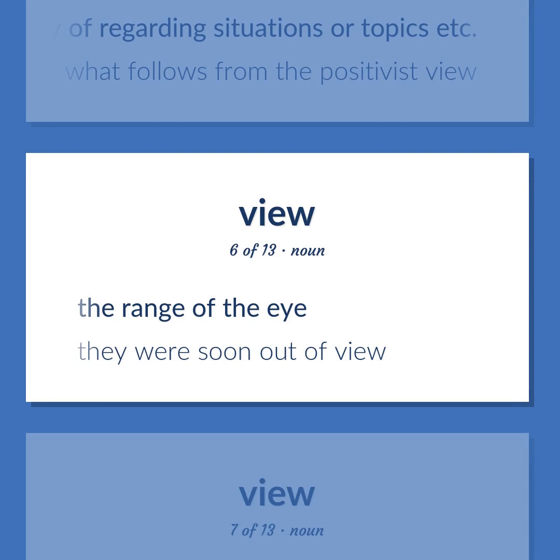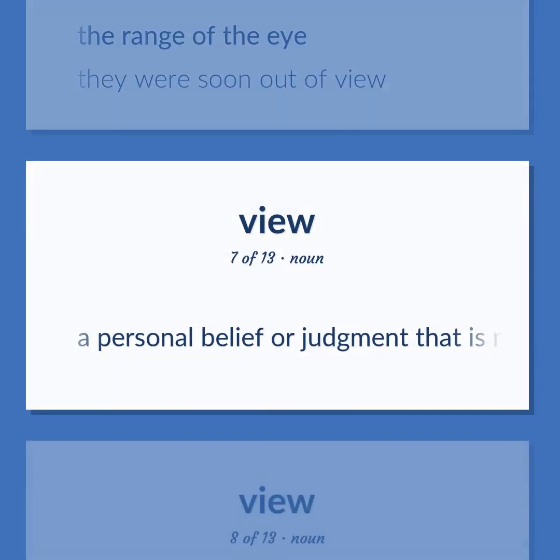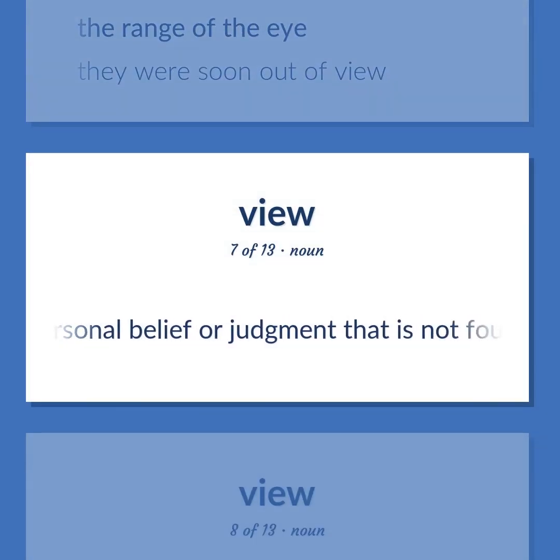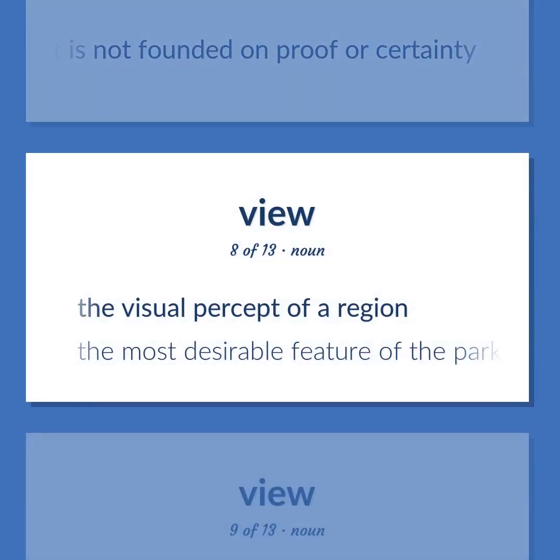The range of the eye. They were soon out of view. A personal belief or judgment that is not founded on proof or certainty. The visual percept of a region. The most desirable feature of the park are the beautiful views.